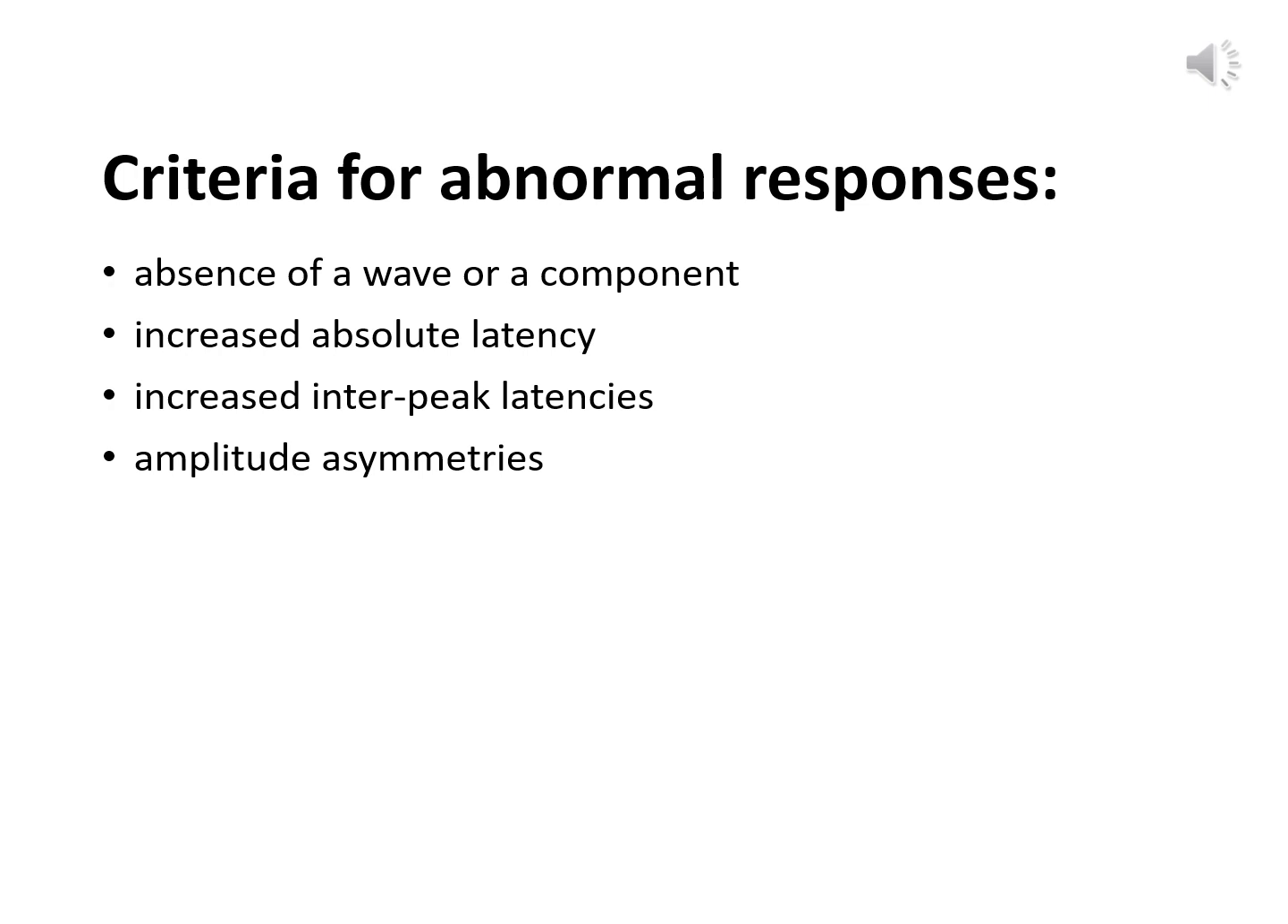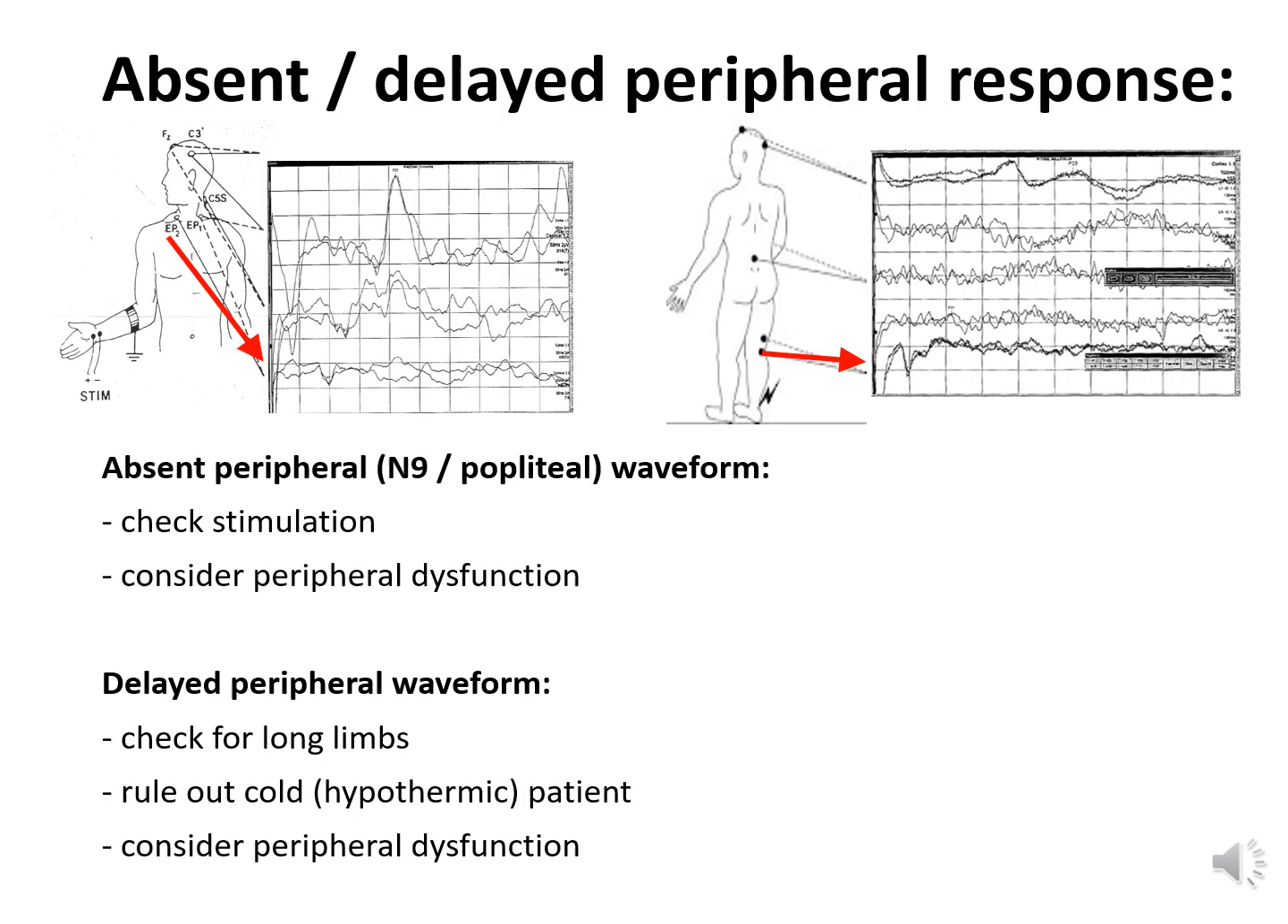We will now look at how to interpret these abnormalities. If the peripheral response, that is the N9 for the median nerve stimulation, and the popliteal fossa response for the posterior tibial nerve stimulation is absent, the first thing to consider is whether there is a technical problem. It should be confirmed that the stimulation is working and that there is a motor activation. If the stimulus is working but there is no motor response and there is no peripheral response, then the patient may have a peripheral problem.